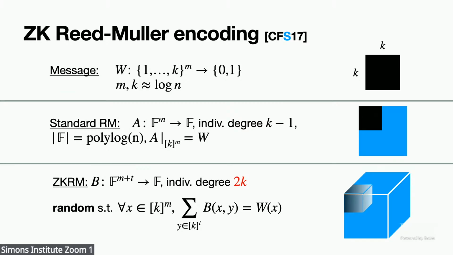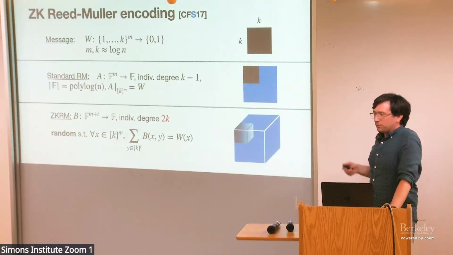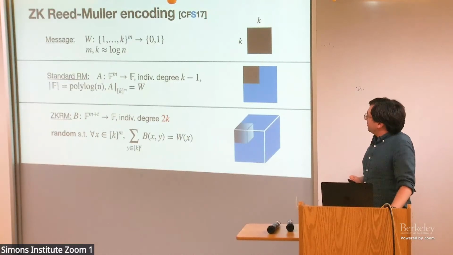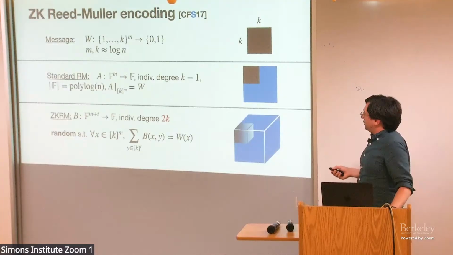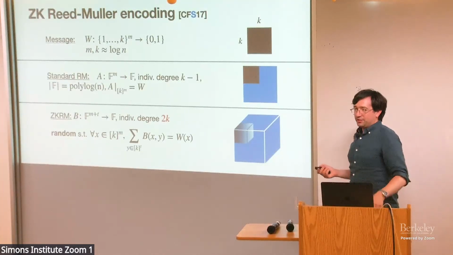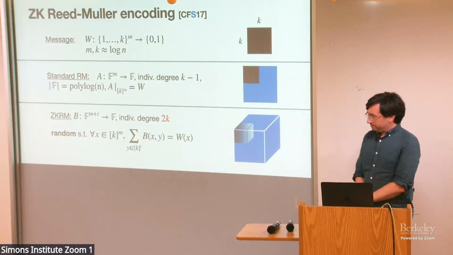Wait, sorry. Is there any insight into the degree? I understand that you have to have degree larger than k, but is there any insight for the 2k? For the 2k, it's just what we can prove. If the degree is k, then there are things you can do. I don't know what happens if the degree is like k plus 1. But for 2k we can.